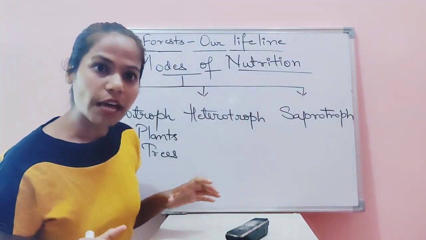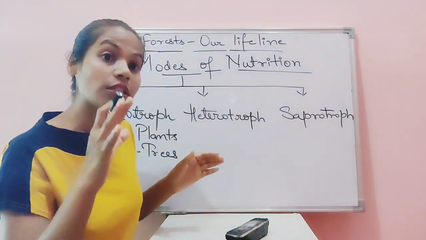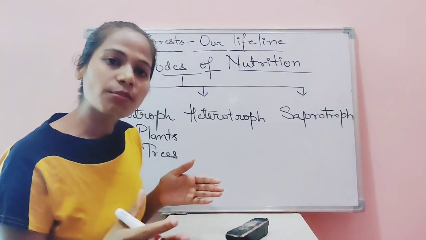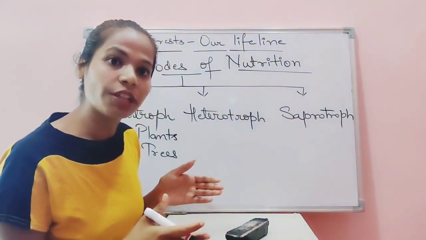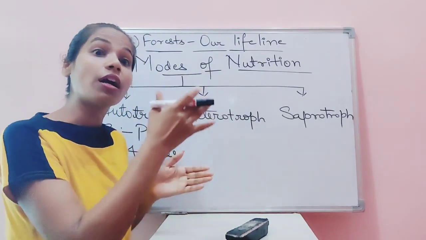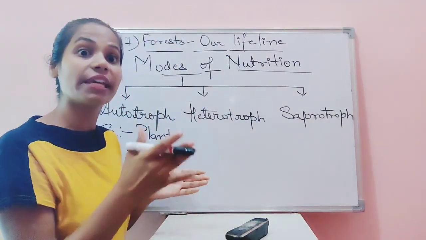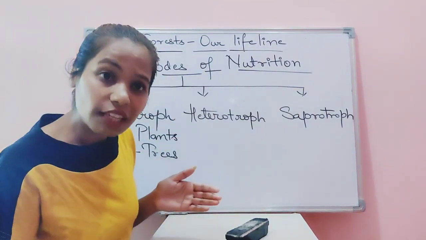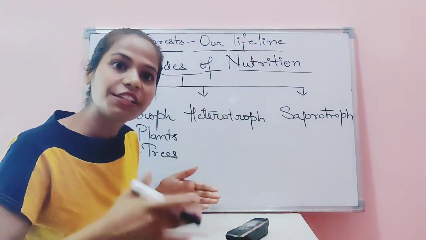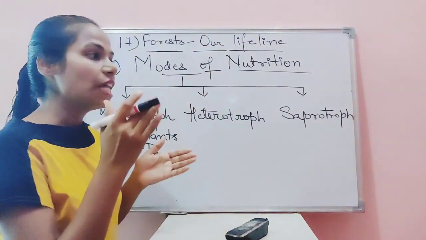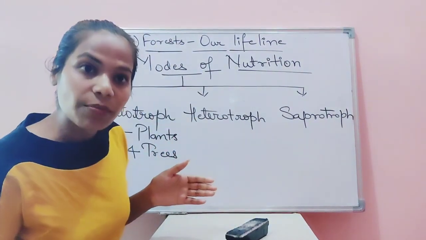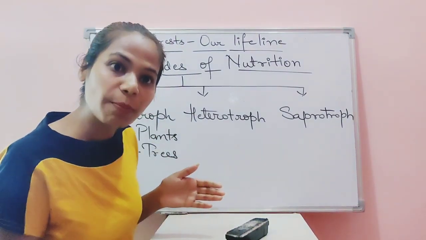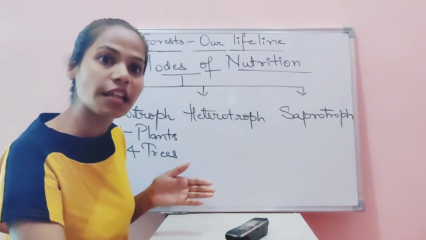Next we have heterotroph, children. What do we understand by heterotroph? Heterotroph is the mode of nutrition under which organisms take in their nutrition depending upon other plants and animals. It means they hunt other plants and other animals for their intake of food. Like other animals and human beings. These creatures are dependent upon other plants and animals.